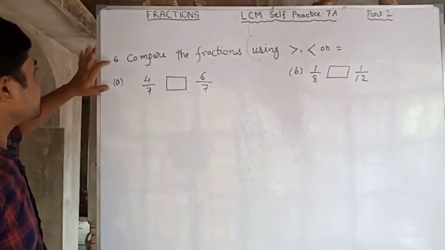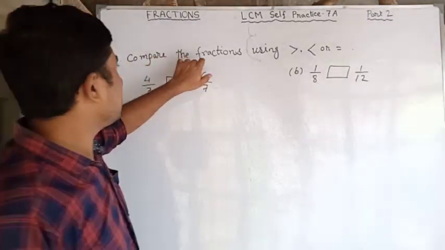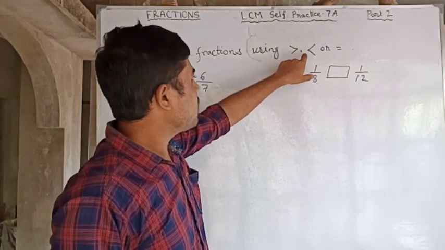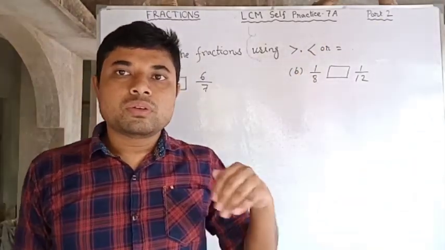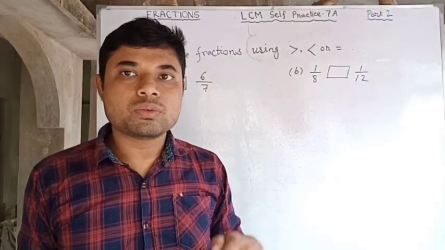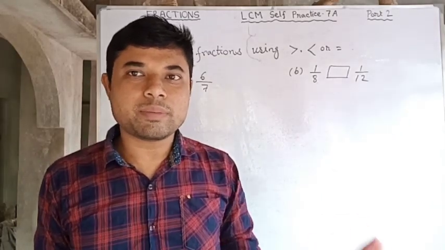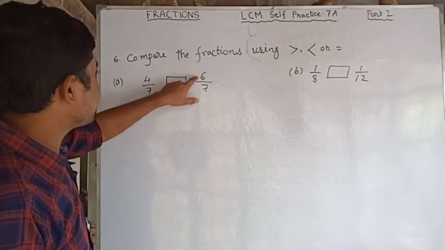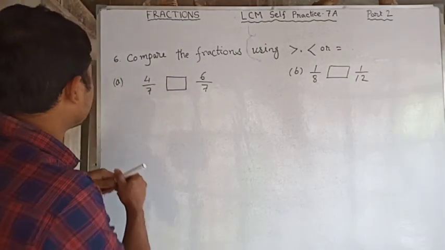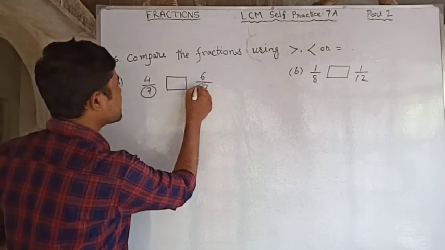Now question number 6. Compare the fractions using greater, less or equal. That means you have to find the order, which is greater and which is less. Look here, 4/7 and 6/7. Look, the denominators are the same.